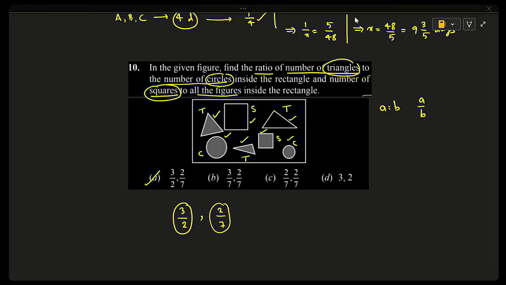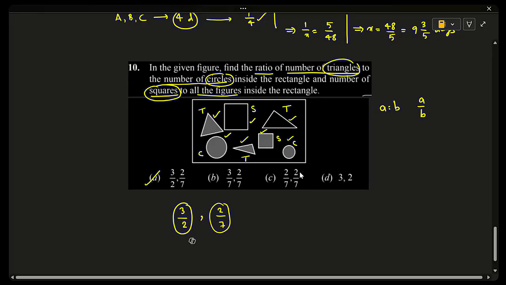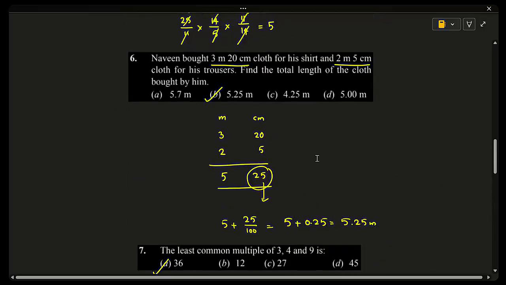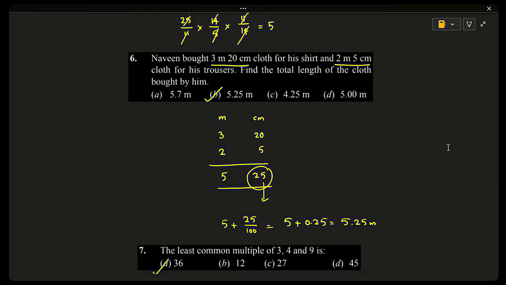Sastra, what is your doubt? Sir, can you explain the 6th one again? Sixth one, it is only the addition of two lengths. One is 3 meters 20 centimeters, another is 2 meters 5 centimeters. Simply add them, you'll get 5 meters 25 centimeters, and convert these centimeters into meters.